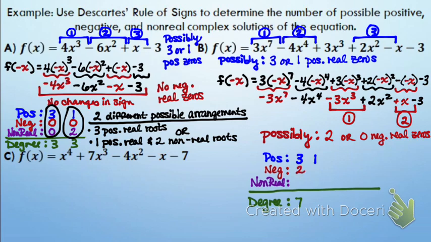I could have 3 positives and 2 negatives, which would mean how many non-reals? 2, because it has to add to 7. I could have 1 positive and 2 negatives. How many non-reals would I have then? 4.